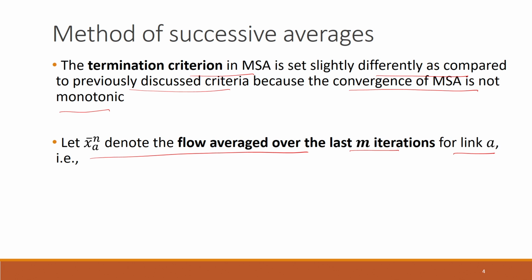Suppose a given link has flows equal to 10, 15 and 20 in the last 3 iterations. We will be taking the average of that, and that is the x a bar n value for that link, given that m is equal to 3. That is, we are concerned about the last 3 iterations while determining the termination criterion.